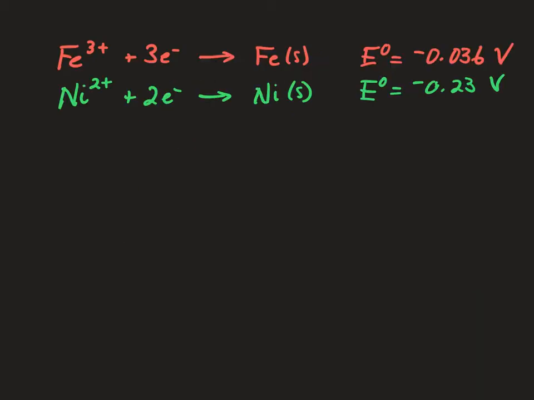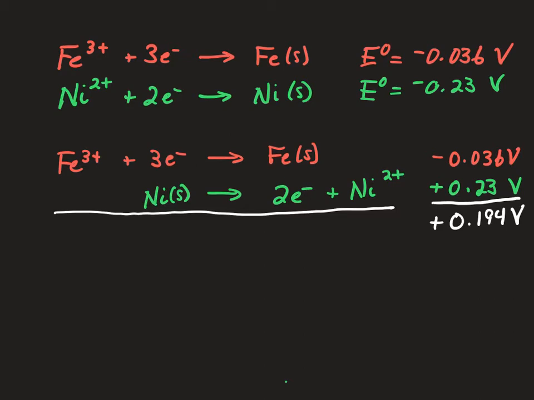So let's consider these two reactions: iron 3 ions, or ferric ions, plus 3 electrons going to iron metal, and nickel 2 ions plus 2 electrons going to nickel metal. Here are the standard reduction potentials. Now clearly we can't have two reduction reactions. We have to take the more negative one and reverse it in order to get a reasonable reaction. So I will write that down.